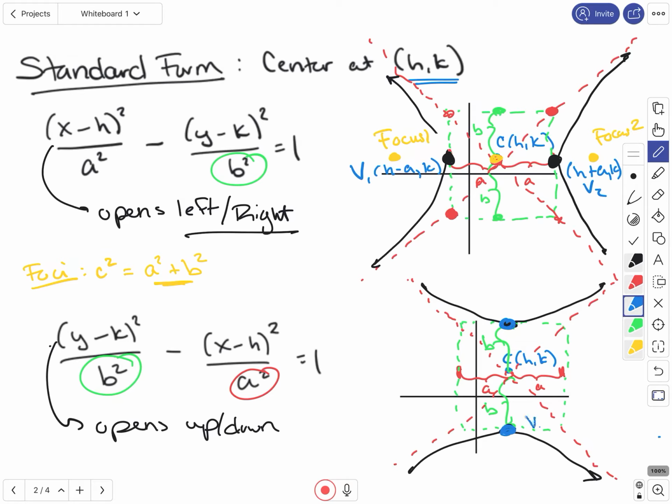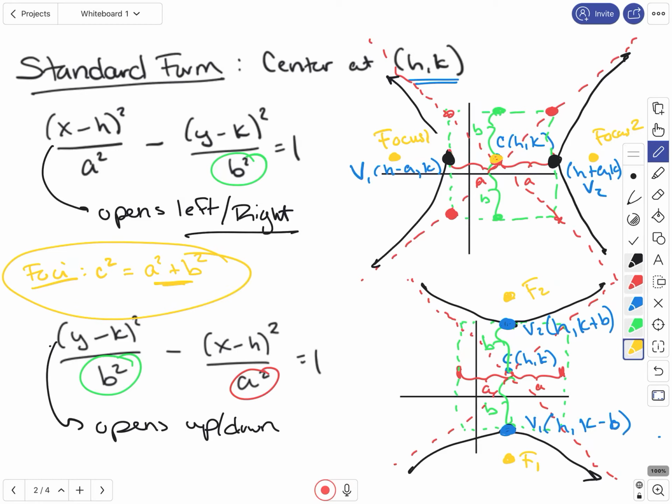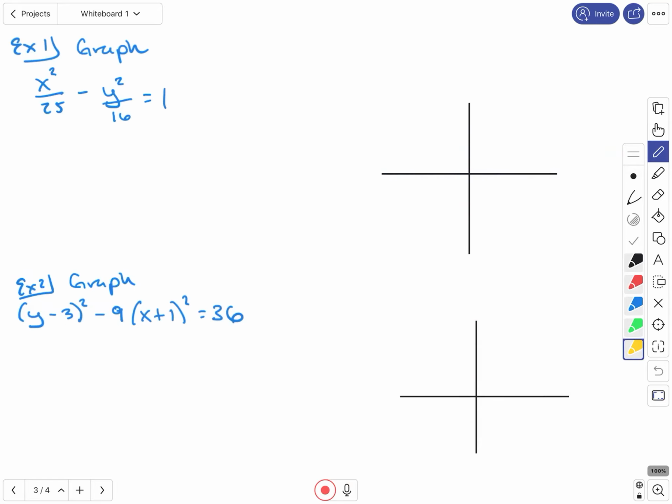So this vertex, let's say, would be (h, k minus b). And this vertex up here, I'll call it V2, would be (h, k plus b). And the foci, I'll call this focus 1 and this focus 2, are just inside each curve, tucked inside each curve. And we would use the same formula for both opening left and right and for opening up and down to find out c.